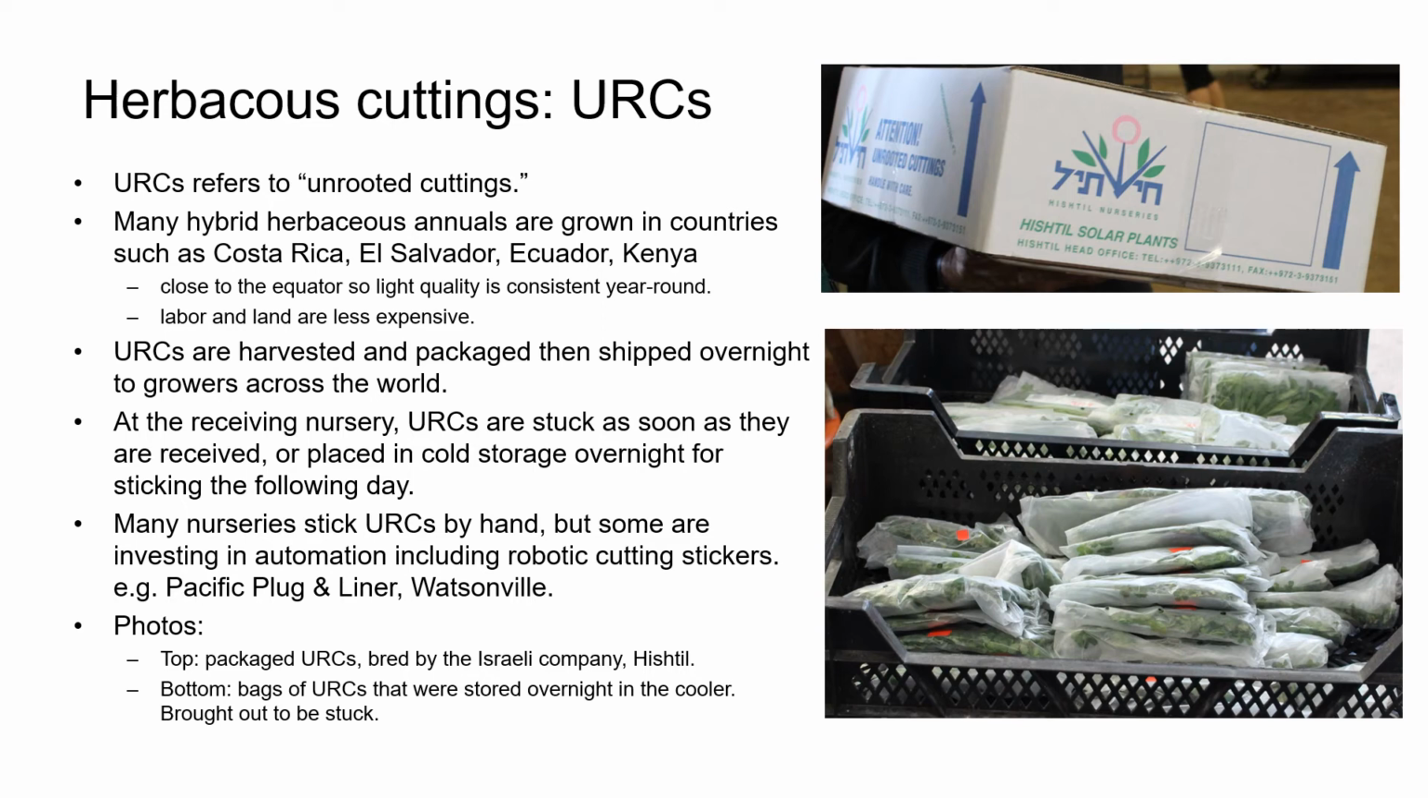Pacific Plug and Liner, which is on Casserly Road in Watsonville, is a subsidiary of the Pacific Northwest nursery Smith Gardens. It's been investing heavily in automation over the last 3 years and is using robotic cutting stickers for most of its cuttings. We sometimes go to Pacific Plug and Liner, or PP&L as it's usually known, on a field trip, which unfortunately we obviously can't do this year.